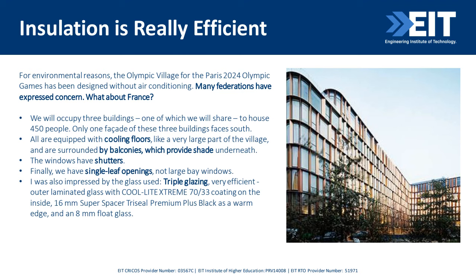So what do I say about the insulation? Okay, so we talked about the cooling floors, but they also have done something with the balconies that provides shade underneath. Then the windows have shutters. Now, the interesting thing is, if they work on the workload, and they take about 1,000 in terms of the amount of heat that can come in through a large window, that's very significant. Now the shutters already will help. Then they've got single leaf windows, not large bay windows. That will make a difference.